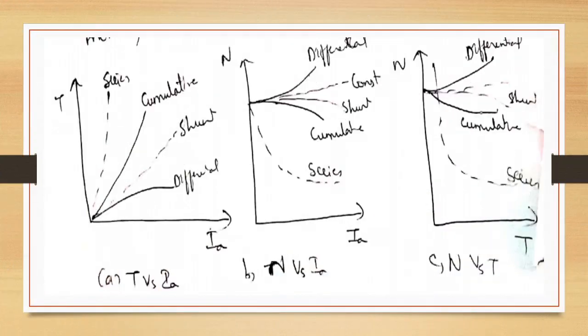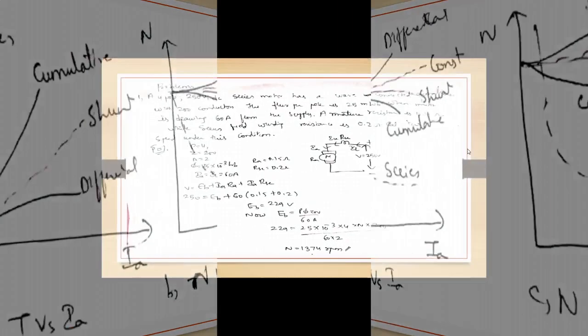So these are the torque versus armature current, speed versus armature current, and speed versus torque characteristics of compound motors. Dotted lines here show series and shunt, and these are for cumulative and differential. Again, dotted here series, shunt, this is a constant speed line, and this is differential and cumulative. Again here the same: shunt, series, differential and cumulative.